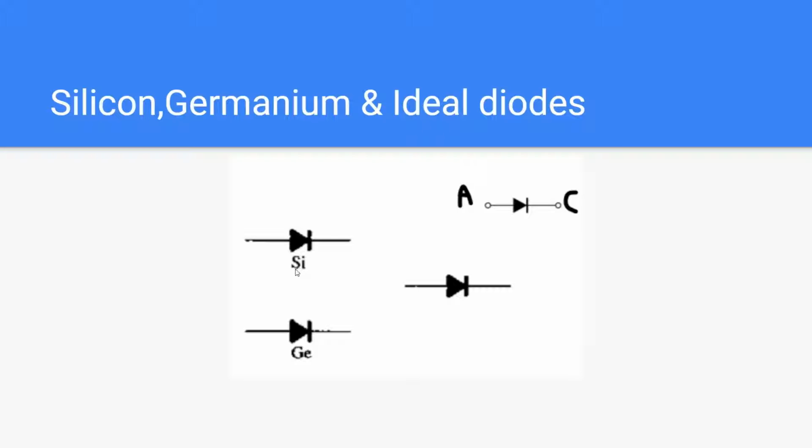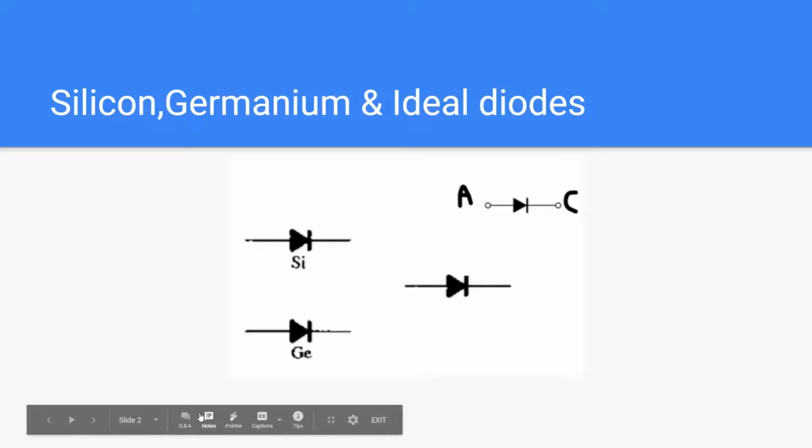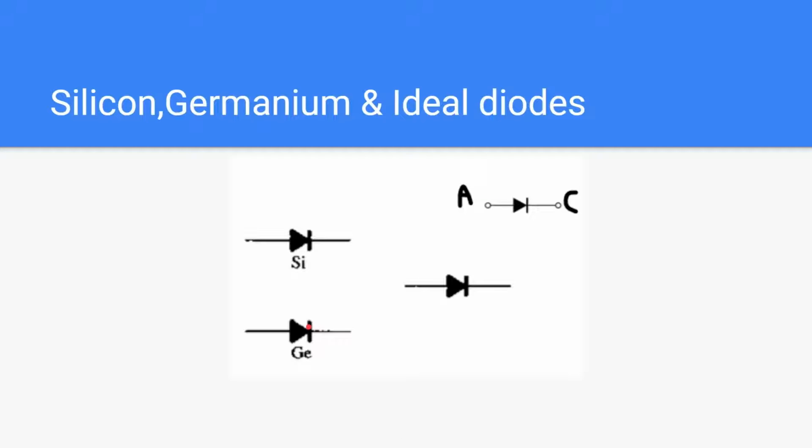Now, whenever the silicon diode is in on state, it can be replaced by a 0.7 volt drop across it, and whenever the germanium is in on state, it can be replaced by a 0.3 volt drop across it. Whenever these are in off state, they are replaced by an open circuit. And for ideal diodes, whenever it is on, it is replaced by a 0 volt drop across it, that means a short circuit, and whenever it is in off state, by an open circuit.